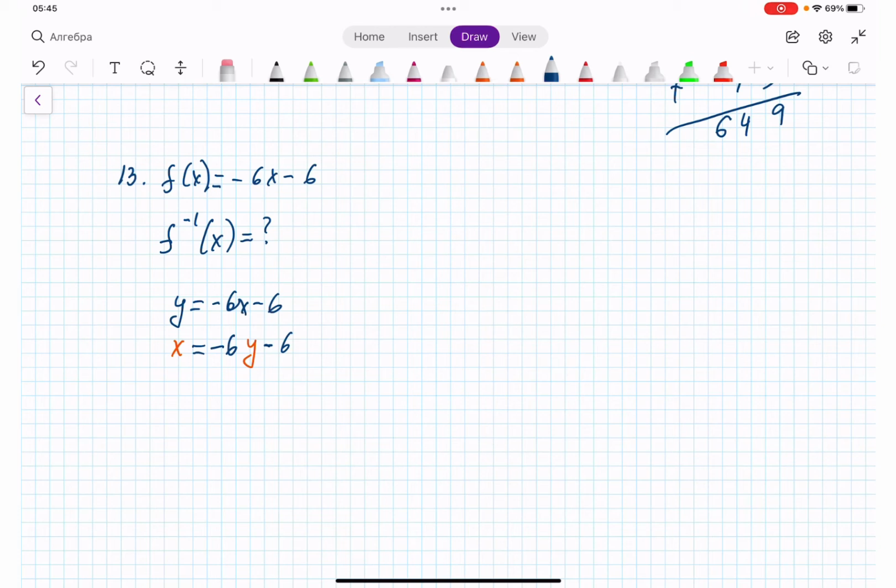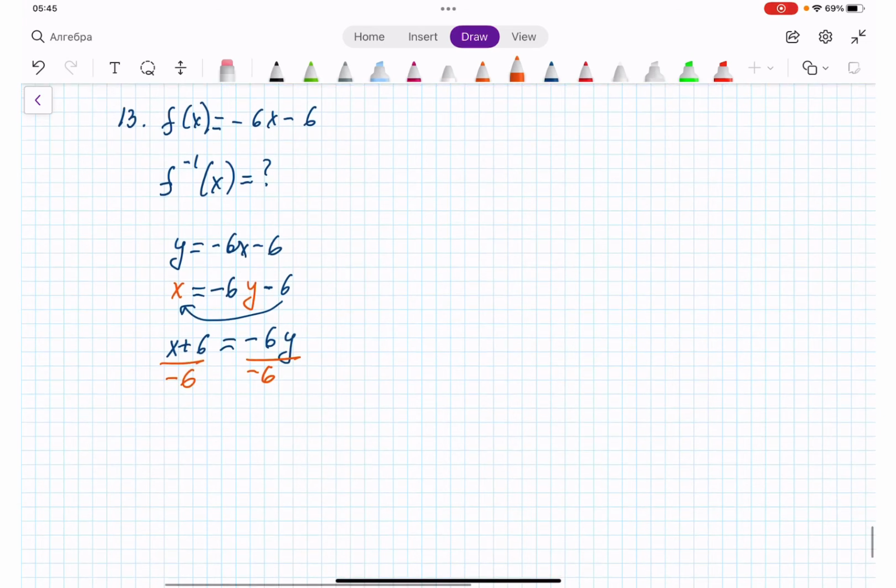So what am I going to do? Moving this negative 6 to this side, I will get x plus 6 equal negative 6y. And since I need y, not negative 6y, I'm going to divide by negative 6, and the same thing I'm going to do on the left side. And we are getting, this is gone, and my y is going to be equal to x plus 6 divided by negative 6.